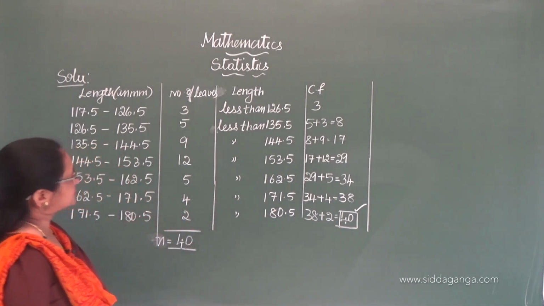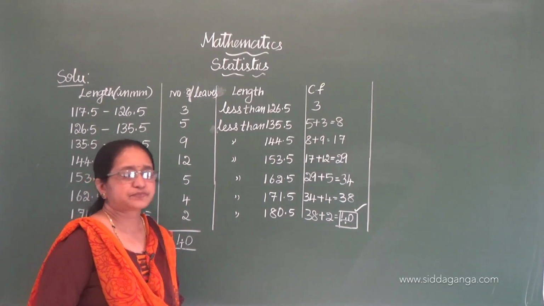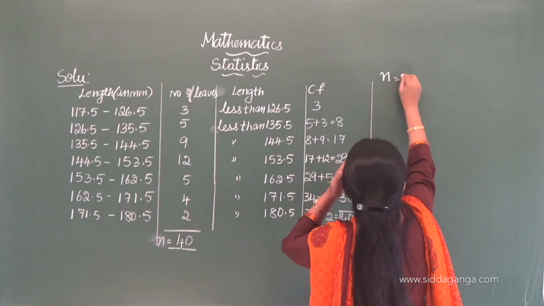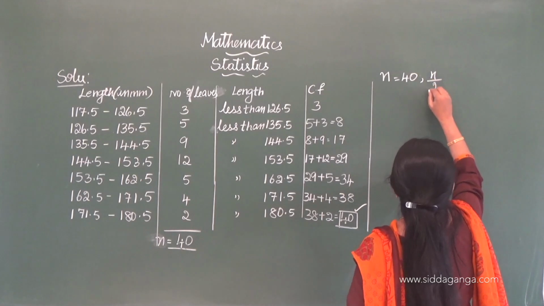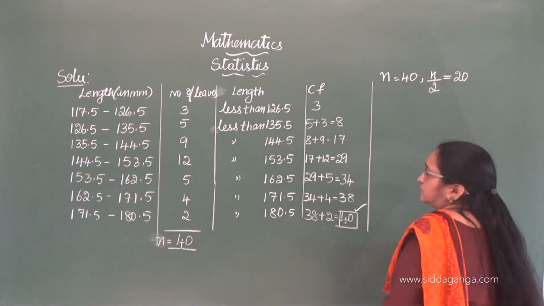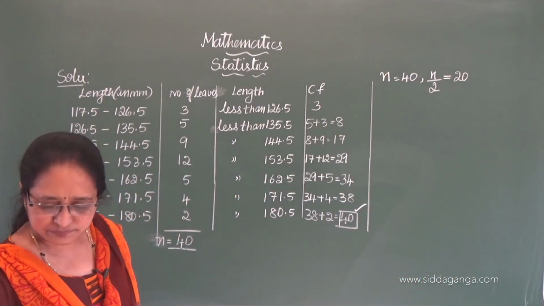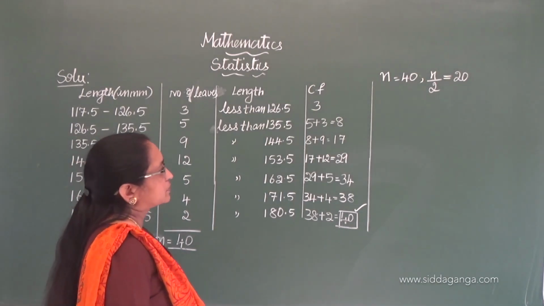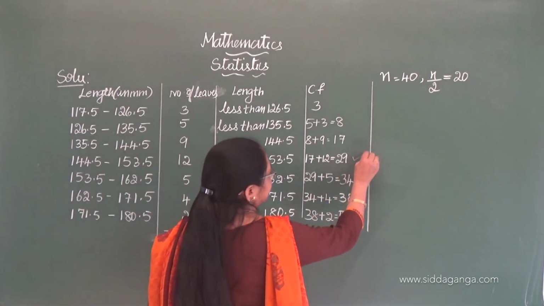Now, cumulative frequency we got. Now, what is the next step? Next step is n, you all know n is 40 and n by 2 is 20. So, with this you can find out the median class. So, 20, so little greater than 20 means it is 29.